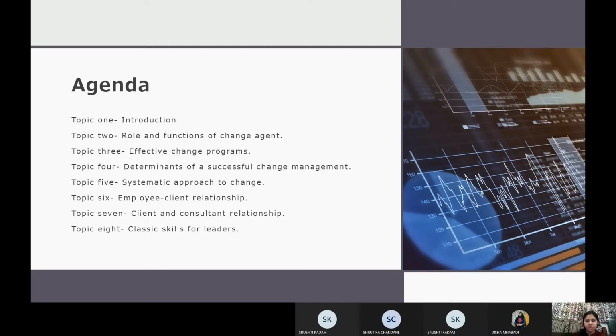This is our agenda. These are the topics which we are going to cover today.